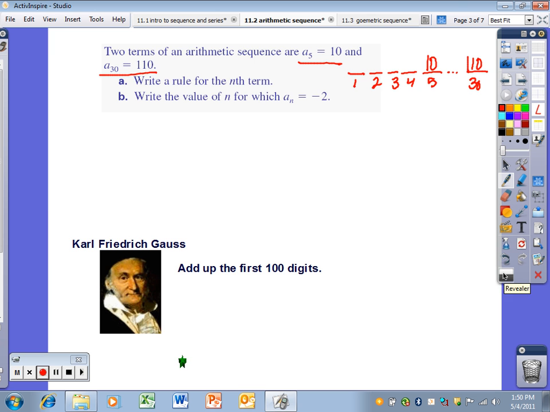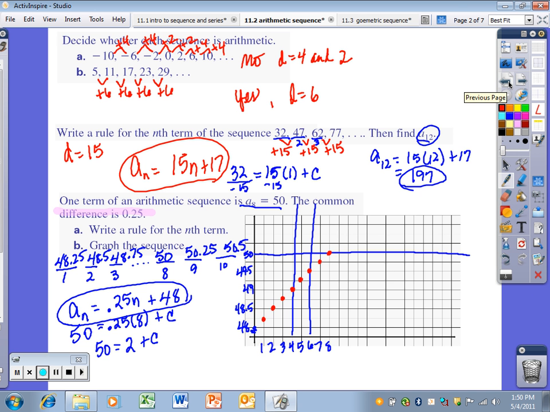Let's go back a minute. Notice here, I started with 32, then went to 47, and I said the difference between those was 15. And this was the first term. So if I take that, I have 15n. What is the 15 in this equation? It is the difference. And if you look at it as a linear equation, it is also the slope. So the difference is the slope of any arithmetic sequence.